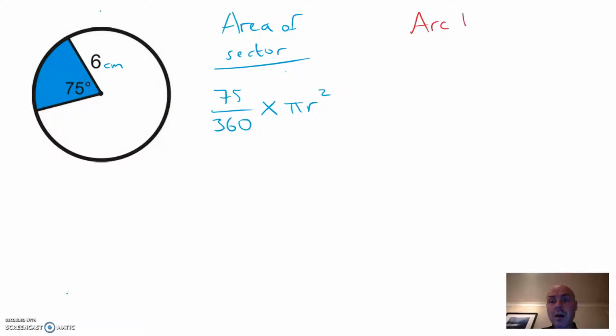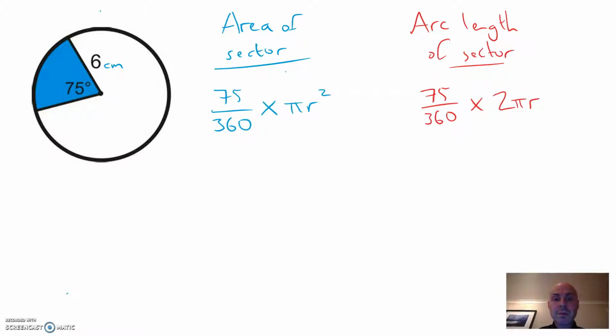What if we want the arc length of that sector? Arc length of a sector. Okay, so again, that's that length there. We want what fraction of the whole circumference is that arc length? Well, again, it's 75 360ths. We want that fraction of my circumference, and that's our 2 pi r.